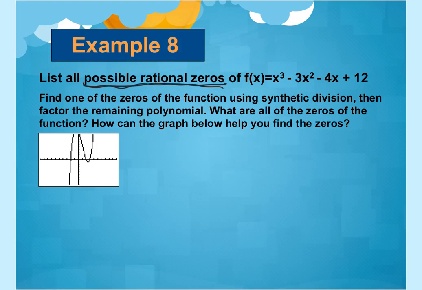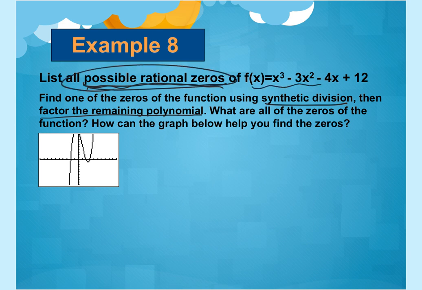All right, so it says list all the possible rational zeros of the function, find one zero of the function using synthetic division, find the remaining factors of the polynomial, what are the zeros of the function, and how did the graph below help you find those zeros? So we're starting with possibles.